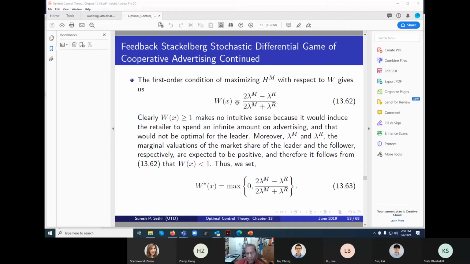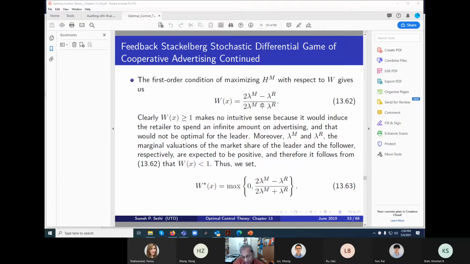No, we know that this is not going to be bigger than or equal to 1, because it makes no intuitive sense. If I give you W bigger than 1, then the retailer will order an infinite amount of advertising. It costs him nothing, so there's no reason for him to advertise less than infinity. And so it's not going to happen. But it can be below 0.